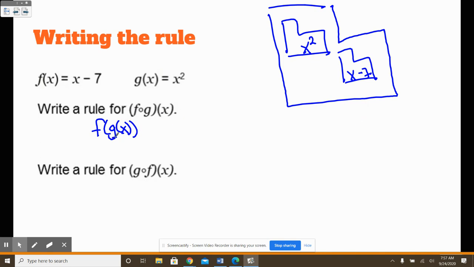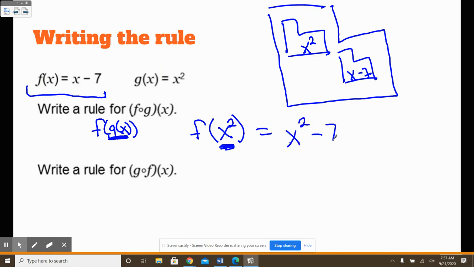So you still start with innermost parentheses, which is g of x. So now my new problem is f of, well, what is g of x? Well, g of x is x squared. This is a set of directions. This tells you to go to function f, take out the x, and in its place, put x squared. So I have x squared minus 7. That cannot be simplified anymore. So the rule for f of g of x is x squared minus 7.